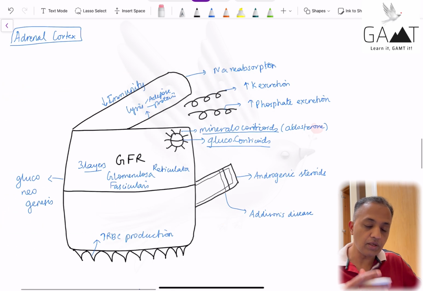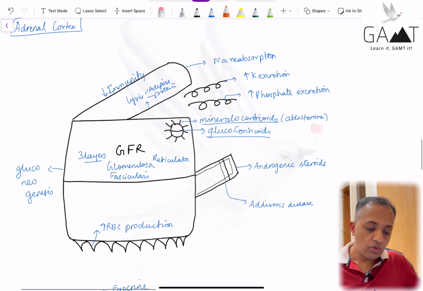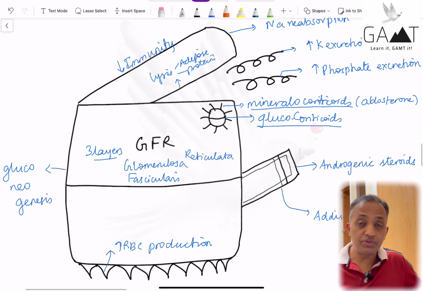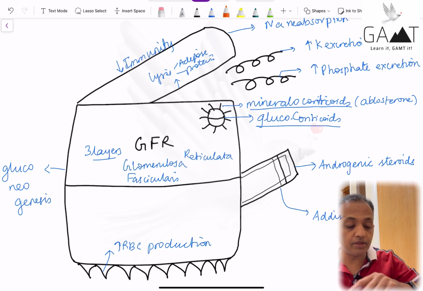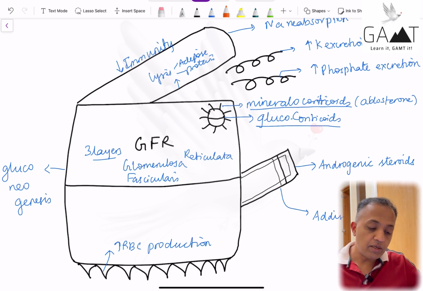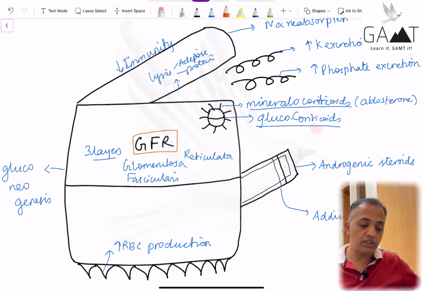Okay, so let's go over it. So three layers, so it's called GFR. GFR stands for glomerular filtration rate, right? So you're going to use the same here. GFR is the name of this copier. The G stands for zona glomerulosa. F is zona fasciculata, the middle layer, and zona reticularis is the inner layer. Glomerulosa is the outermost layer. So there are three layers in the adrenal cortex.